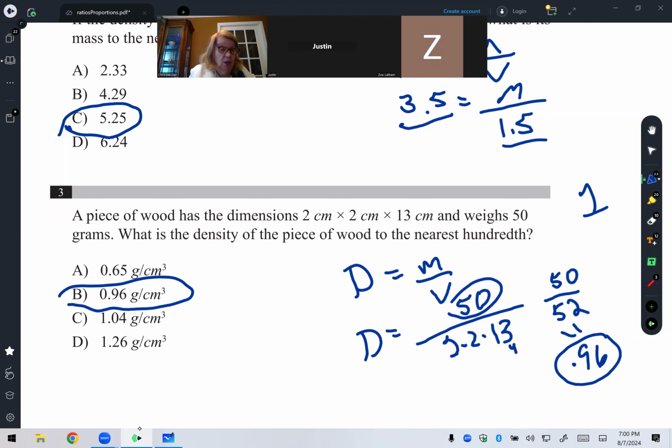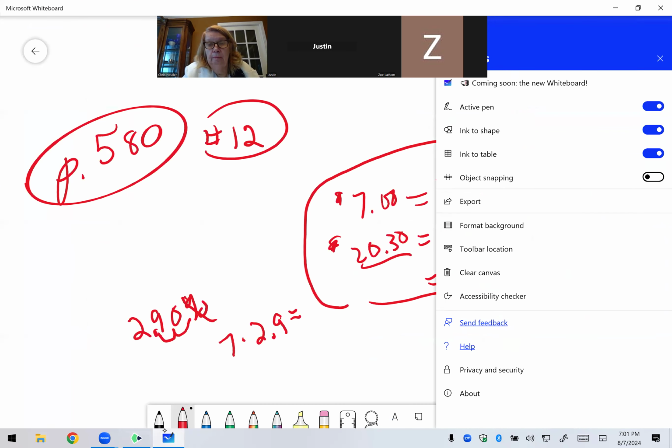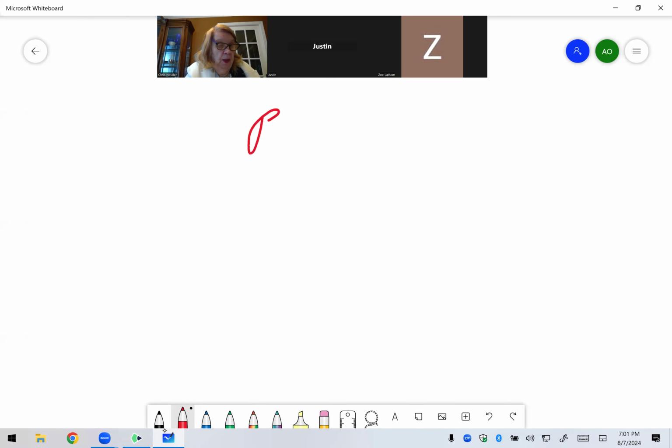Okay, let's try a book one. I'm going to let you try this totally solo. You come up with the formula and everything. So we're going to do page 580, number 9. It's fun to take a test. See, they don't give you the formula, but you're good.